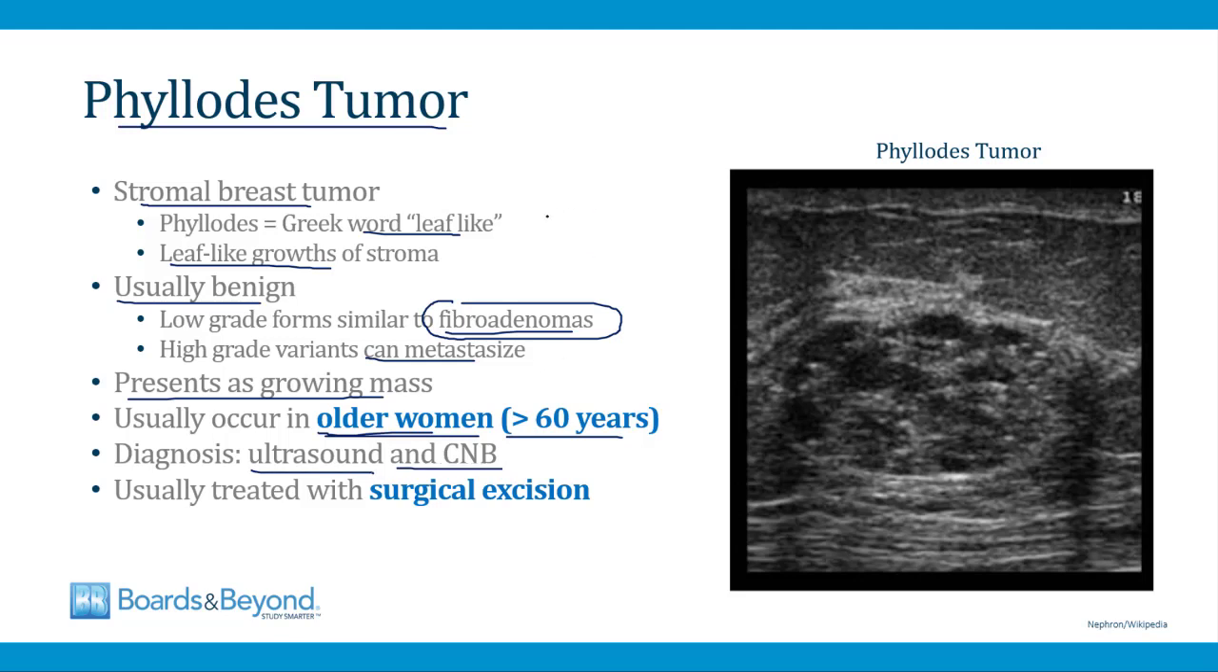They have a characteristic appearance by ultrasound. This is shown on the screen. You can see that it's a mass with all these growths in the center of the mass. And usually it's treated with surgical excision because it can have high-grade portions of the mass which can become metastatic.